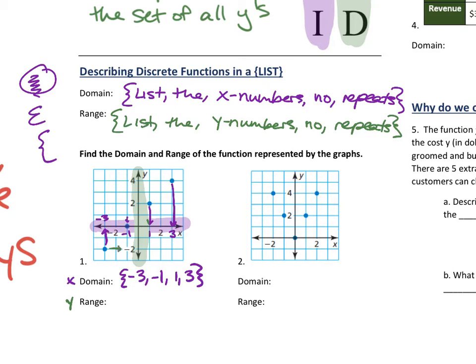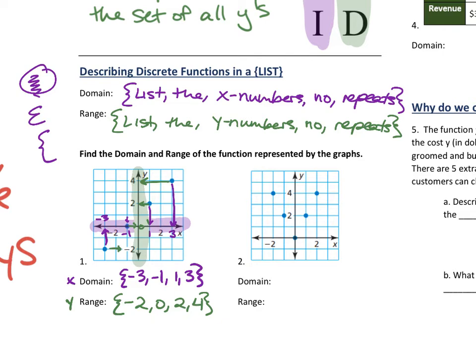The first point at the bottom, I'm going to go from bottom to top because that's smallest to largest. That's at -2. This one's at 0. This one's at 2. And this one's at 4. So that's the list of numbers from least to greatest with no repeats of all of the y values that this graph uses. Basically, these are the coordinates just organized by x's and y's for domain and range.